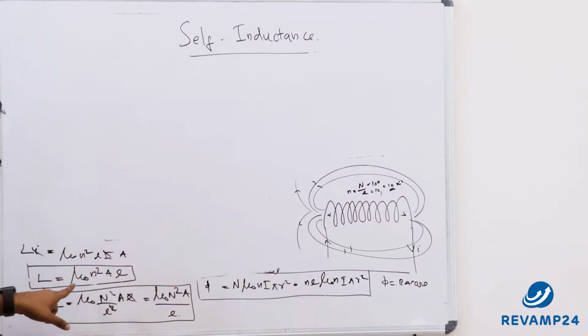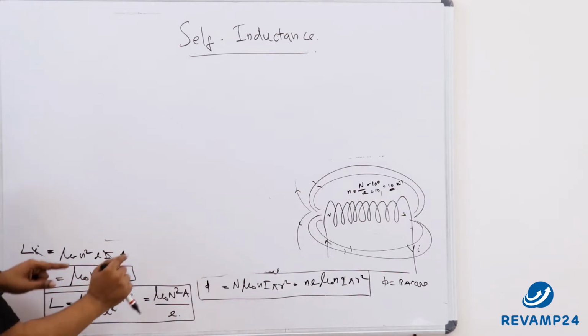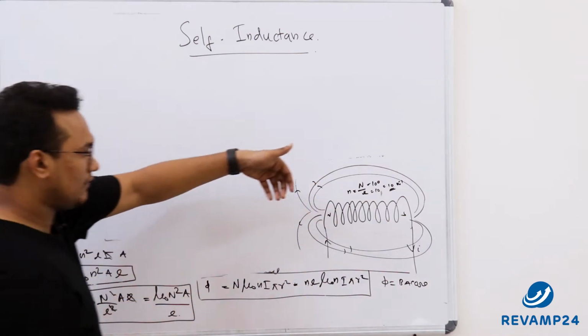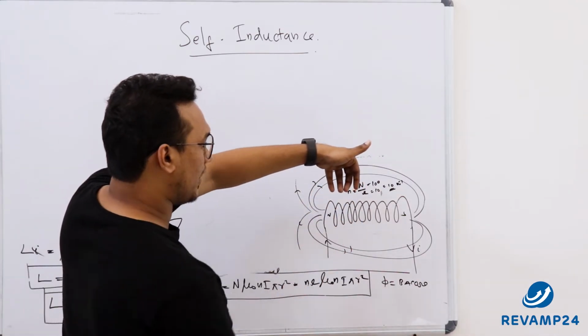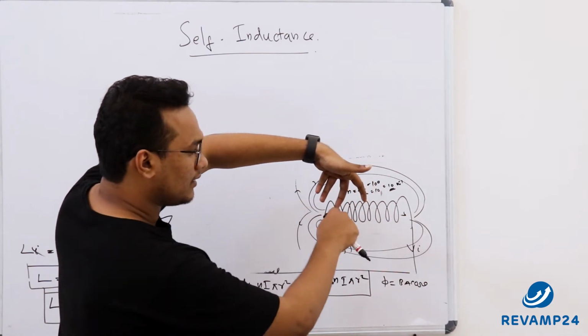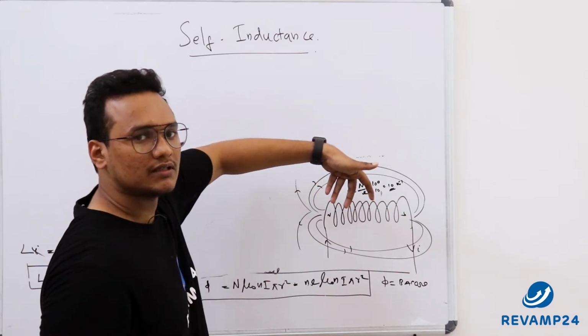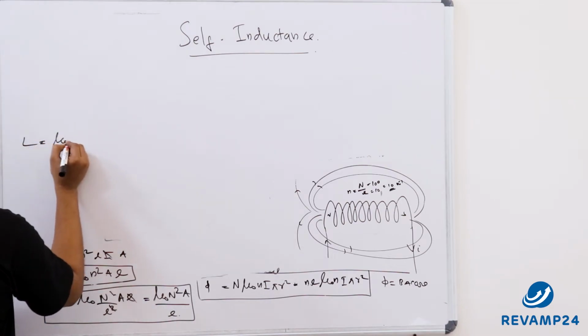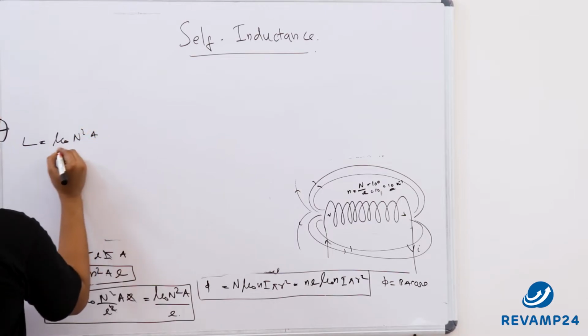No, because in this equation, when I am increasing the length, L is changing, but turn density will also change. Because previously in 5 centimeter 4 turns were there. Now when I am elongating, in 5 centimeter only 2 turns are there. So this one is changing, this one is changing, and this one is changing. So I can't use that equation. I have to use this equation, L is equal to mu 0 N square A by L.